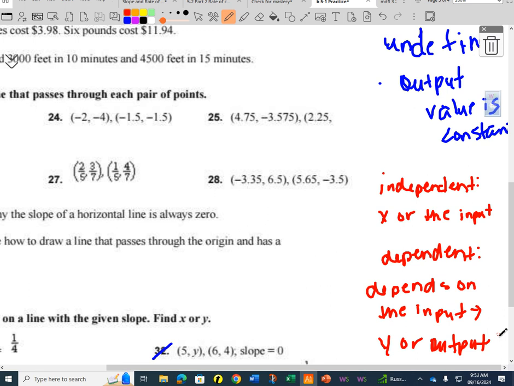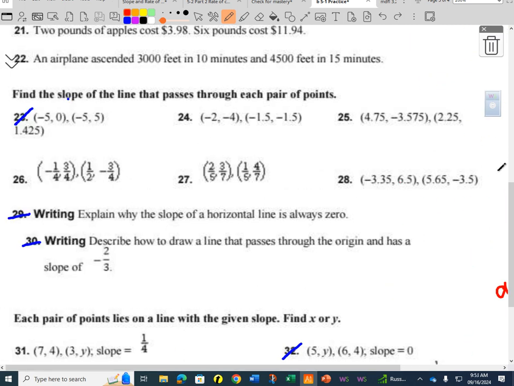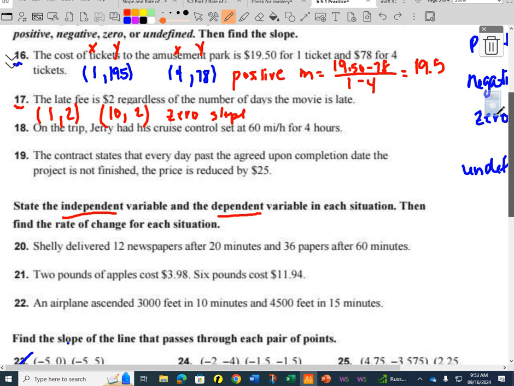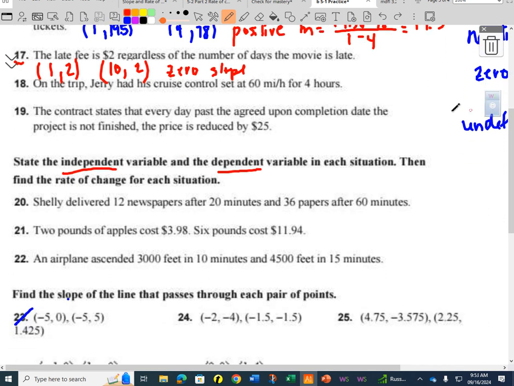Are y'all with me? So let's look at an example of that. Let's look at 20. State the independent variable and the dependent variable in each situation and find the rate of change for each situation. Remember that the rate of change is just another word for slope, and that's y minus y over x minus x. Once we know what the independent and the dependent variable are, we'll know what numbers to plug into our slope formula, because we'll know which values are x values and which values are y values.